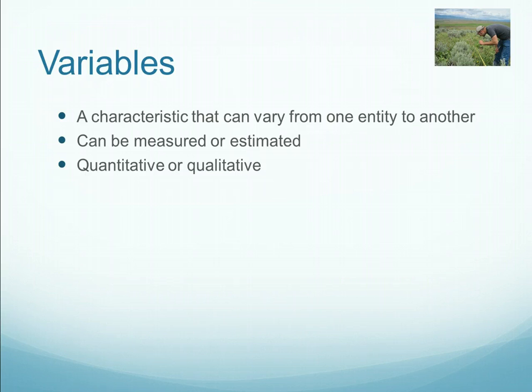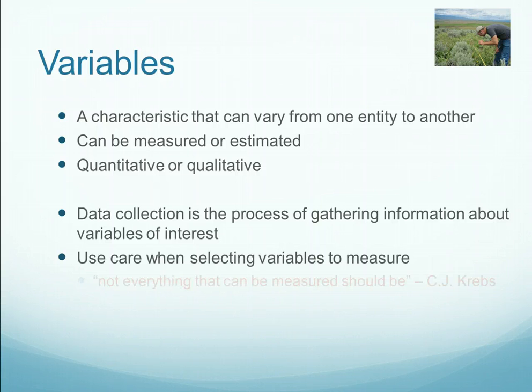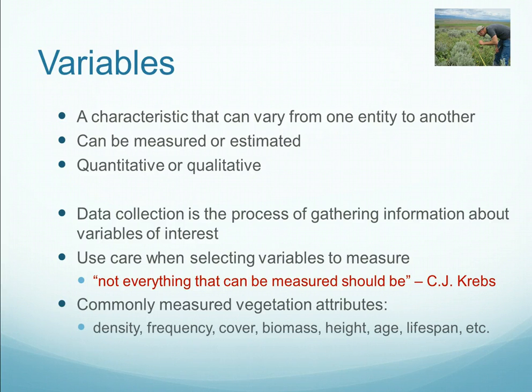It can be measured or estimated, and variables are either quantitative or qualitative. Data collection is the process of gathering information about variables of interest, and we need to use care when selecting the variables to be measured. As Krebs said, not everything that can be measured should be. The most commonly measured vegetation attributes are density, frequency, cover, biomass, height, and age, lifespan, etc.